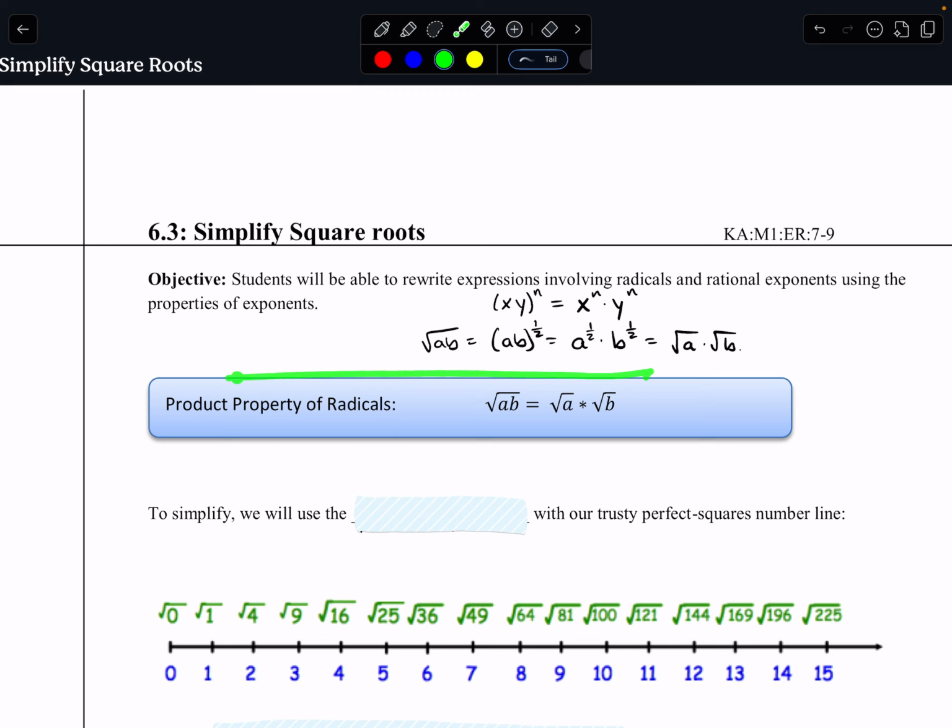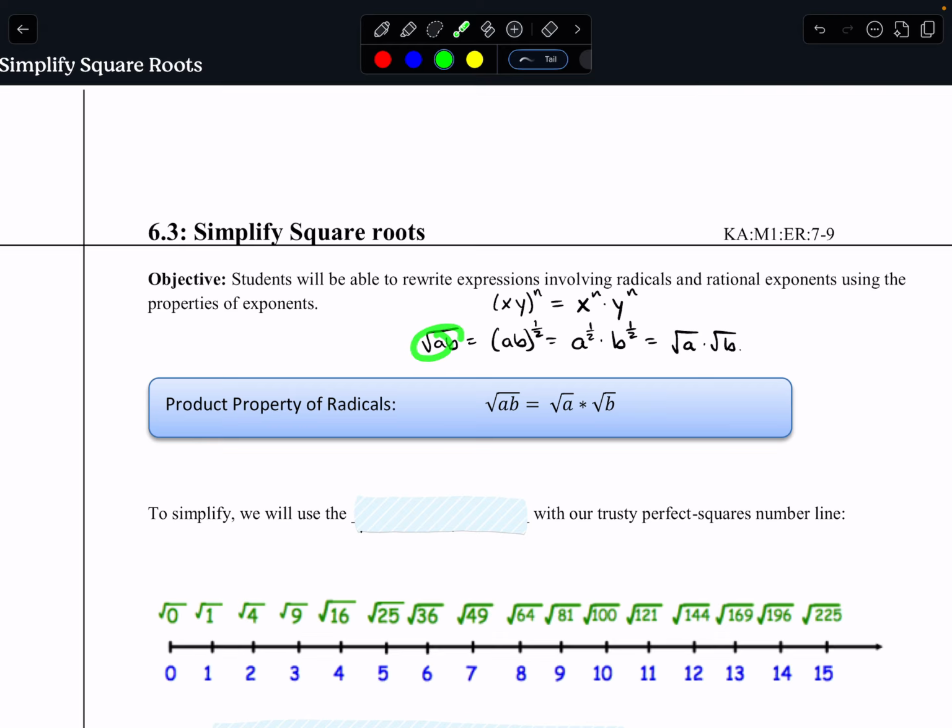So we have a product property of radicals, and I just want to take one step back to show you that this really isn't anything new. This is a different version of the product to a power rule that we saw in lesson 6.1. The only difference is when we were in 6.1, our exponents were integers, but you should know that this product still holds when our exponents are fractions.